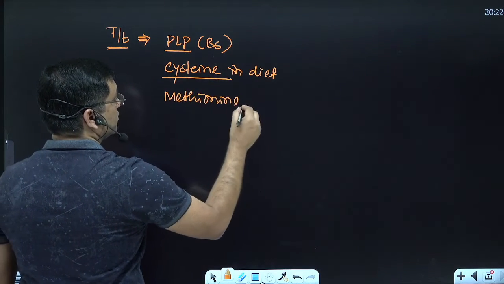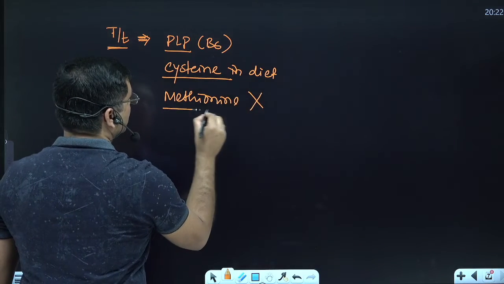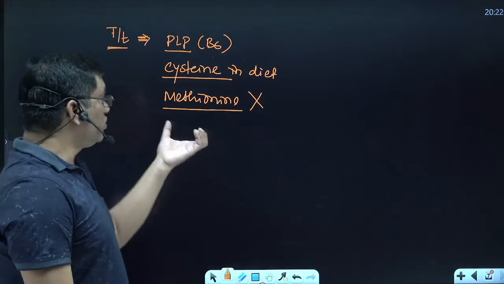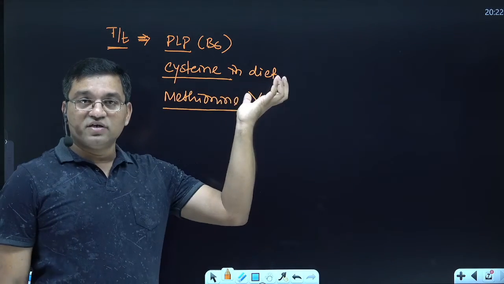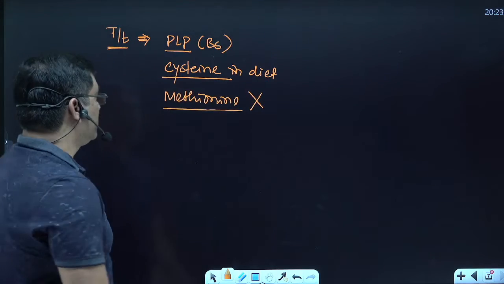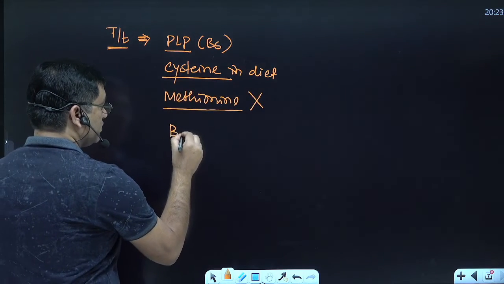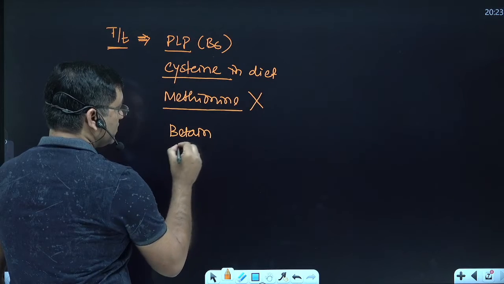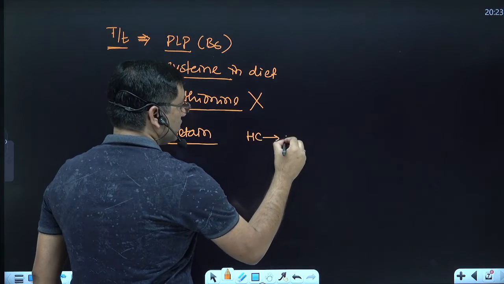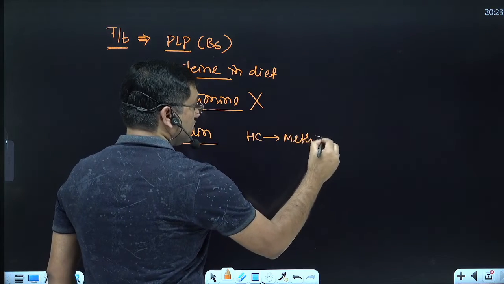Methionine should be avoided. The commercial preparations are available. A methionine-free and cysteine-containing diet should be given to the patient with homocystinuria. Then betaine. Betaine increases the conversion of homocysteine to methionine, so it decreases the homocysteine level.